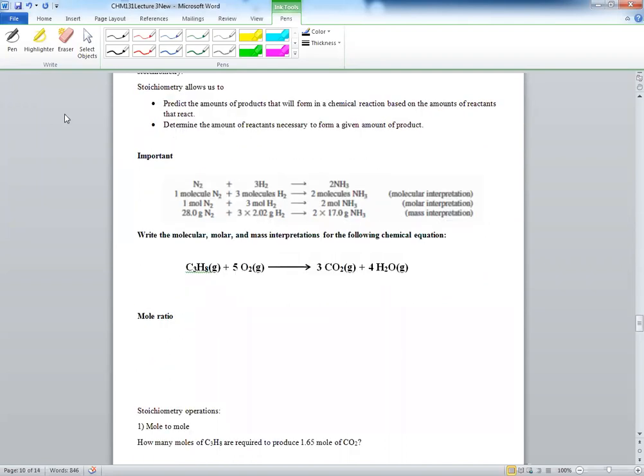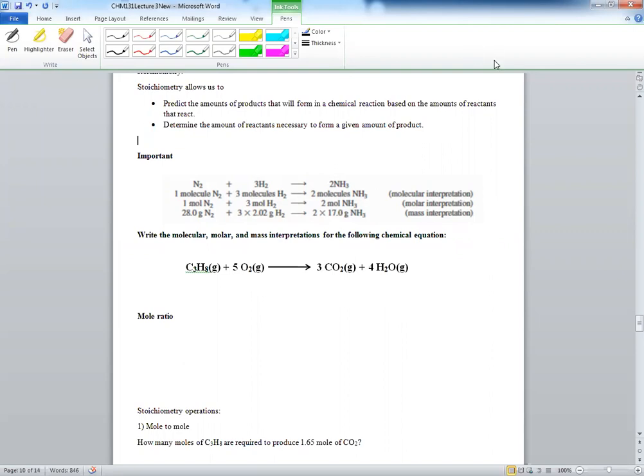So here's a reaction. Whenever we look at a chemical equation, we have to be able to interpret it in multiple ways. The most important one is the one in the middle, the one with moles. And of course, the one with the mass can also be applied to it. But let's actually write the molecular, molar, and mass interpretations for the following reaction. If you have not done this, I would highly recommend that you pause and do that, and then replay in order to check your answer.